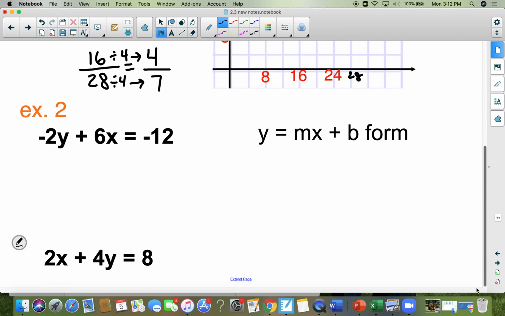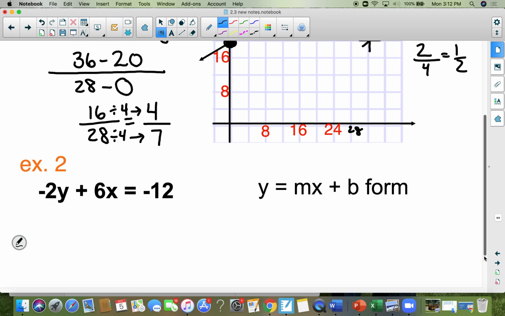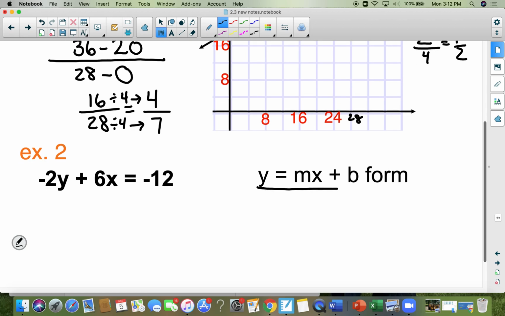Okay, the last part of the assignment. This is a very famous form in algebra: y is equal to mx plus b. We're going to be using this for the rest of this chapter, so you have to know what y equals mx plus b means. You need to get y alone. That's the first thing you have to do.